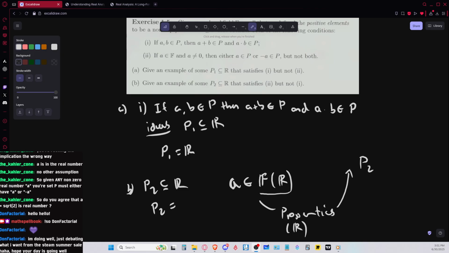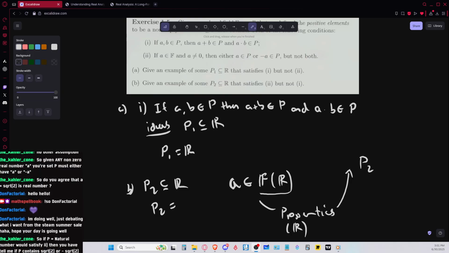Hopefully I'm making progress with these proof questions, because I feel like I'm stumbling too much. So if P is equal to the natural numbers, it would satisfy 2, then you have to tell me if P contains the square root of 2 or the negative square root.